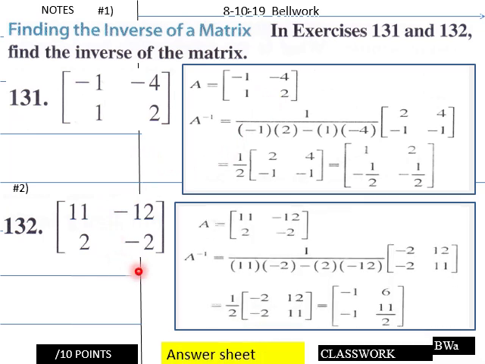And then down here we use the same method again. We use our formula for finding our denominator by going 11 times negative 2 minus 2 times the negative 12. That goes in our denominator, and then times our template that we use to multiply this by. And if you remember back into chapter 7, we come out again with 1 over 2, and then we multiply that by this, and we come out with this as our inverse of A: negative 1, 6, negative 1, 11 over 2.